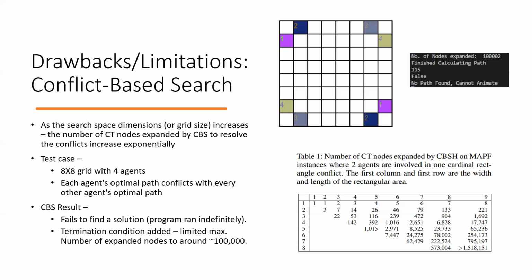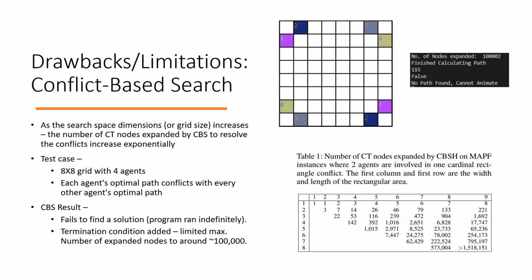The table here represents the number of nodes expanded by CBS on a MAPF instance for a pair of agents. You can see that for the 8x8 grid above, it is somewhere around 573,000. And since we have 4 agents, there would be four or more combinations of agents which would be in conflict. So it will be around 2 million nodes that need to be expanded, which is highly infeasible.